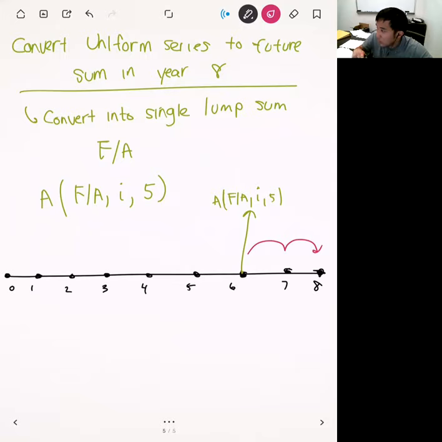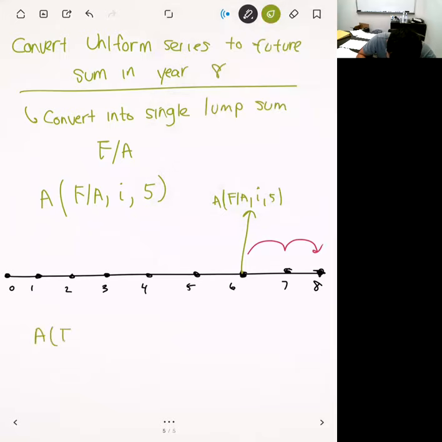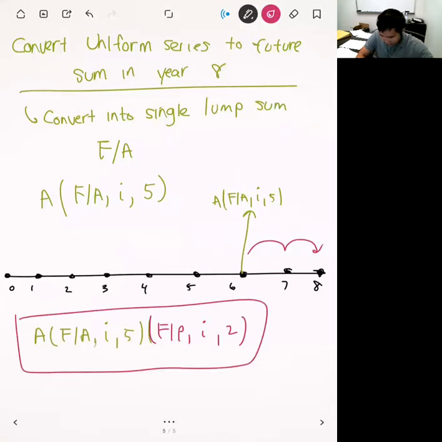If we're moving this to a future sum, then we have to do an F over P conversion. And so the overall conversion that we have to do is going to be A, F over A, I, 5, and then F over P, I, and then 2. That's the overall conversion that we have to perform. And this is not the only way.